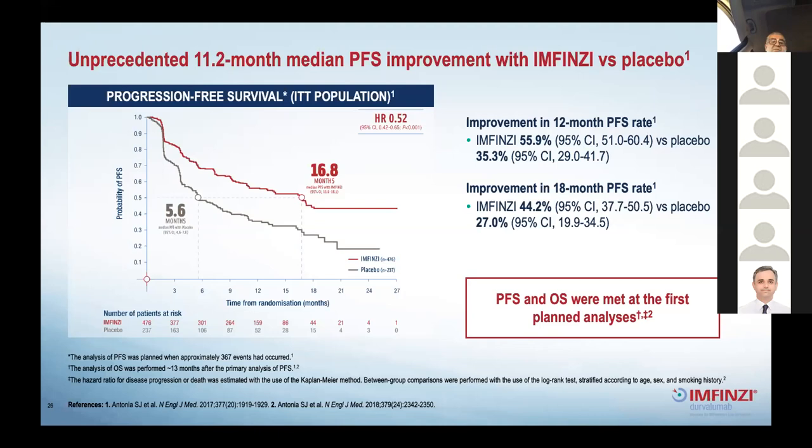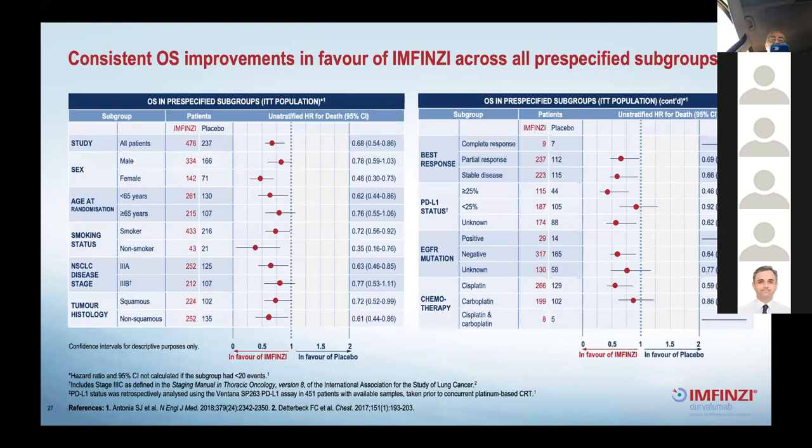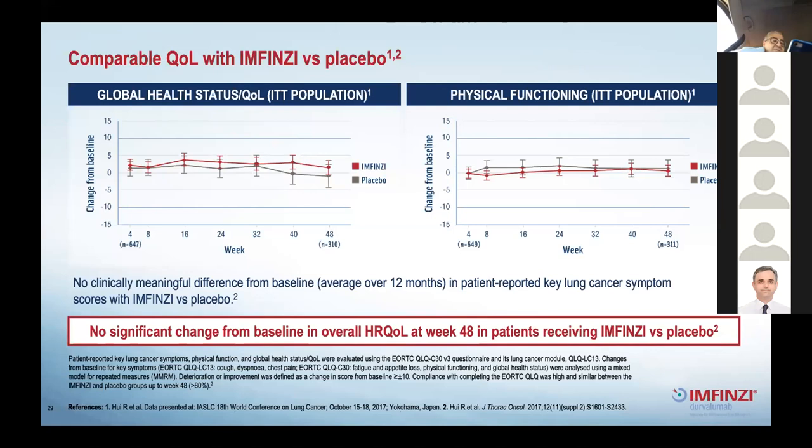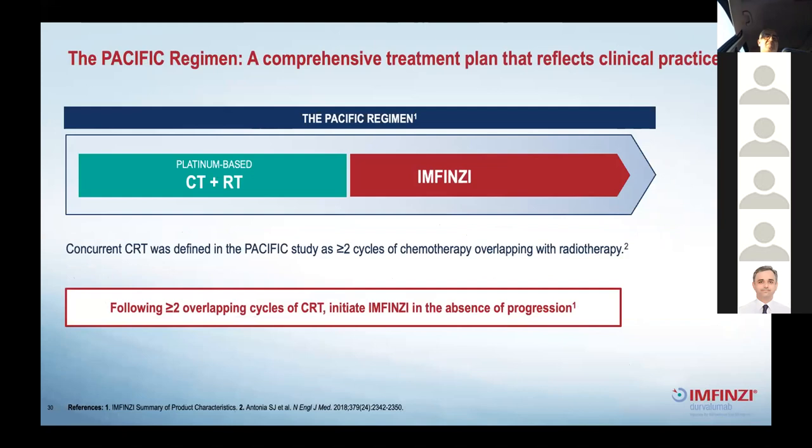In the pre-specified subgroup analysis, we have an advantage in overall survival in all the groups in favor of Imfinzi. Concerning PFS, we also have an advantage, but you can see that for EGFR mutation, because we have a really small population, it's not clearly significant, while in all other groups we have an advantage with Imfinzi. What about quality of life? One of the goals for our patients in oncology: when we add Imfinzi compared to placebo, we have no significant change from baseline in quality of life between the Imfinzi and placebo groups. So the treatment, as you can see in the PACIFIC regimen, is platinum-based chemoradiation therapy followed by Imfinzi.